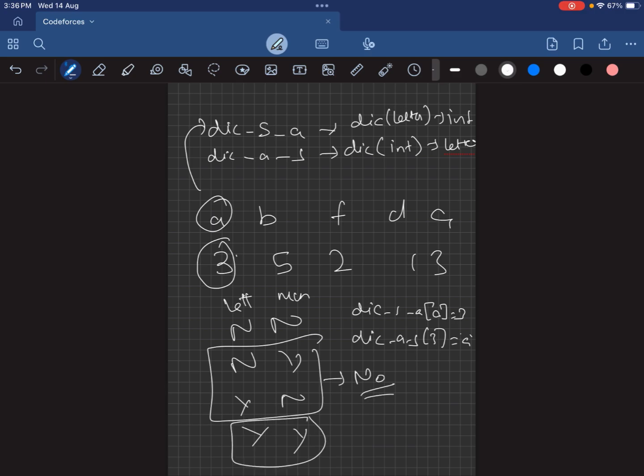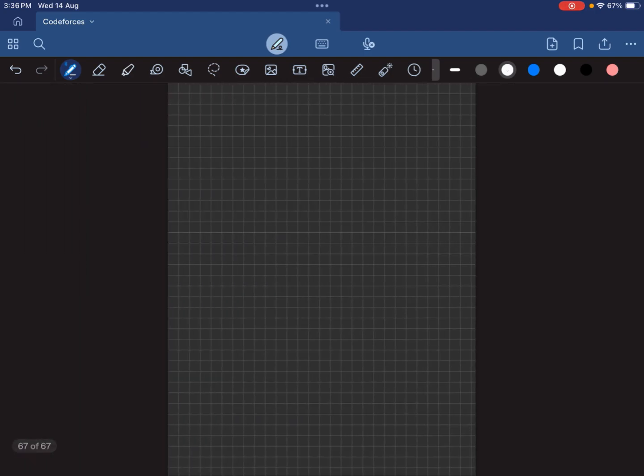In the third case, if A is allocated and 3 is also allocated, we should ensure that A is mapped to 3 and 3 is mapped to A, like they are mapped to each other. And only then we print S. If they are not mapped to each other, we'll print no, as it's an invalid string. So that is all we had to check in this question.